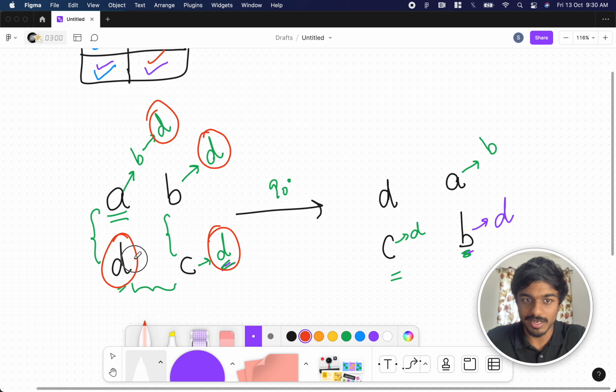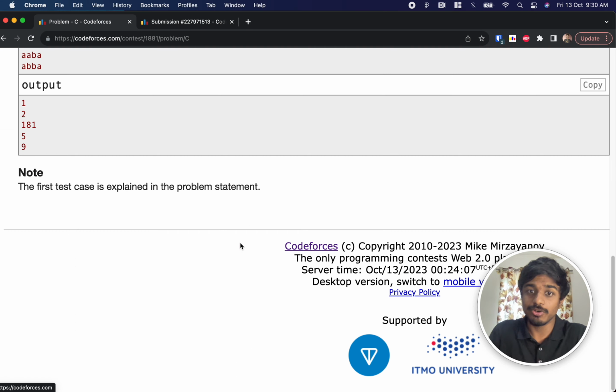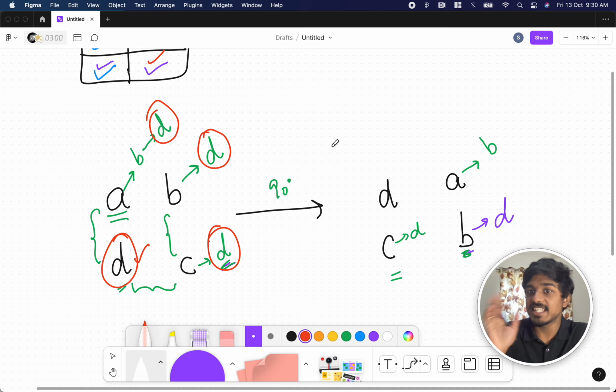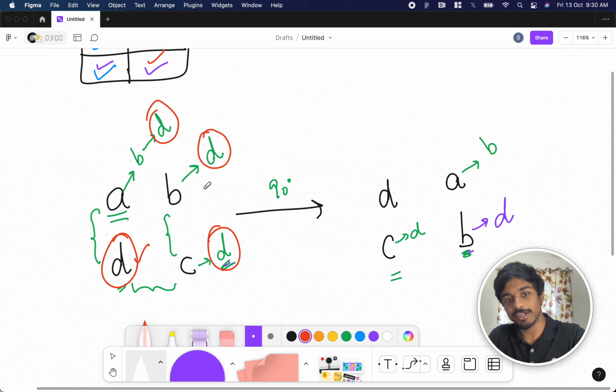See here, D is already here, and we got all the D by performing the best operation. What is the specialty of D? D is the highest possible character among A, B, C, D, because they very well told us that we replace with the next character in the alphabet. Obviously D can't be decremented, right? We want everything to be the same. So A can be incremented to D, B can be incremented to D, and C can be incremented to D. If everything is D, I can just rotate it.